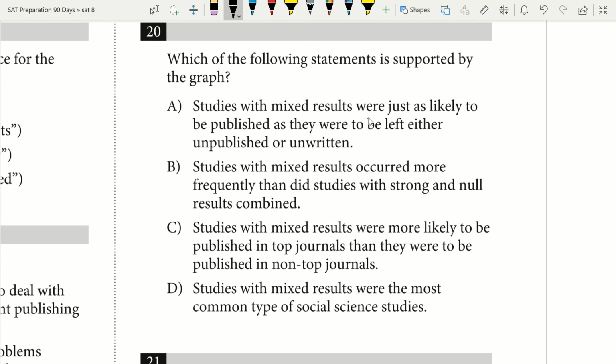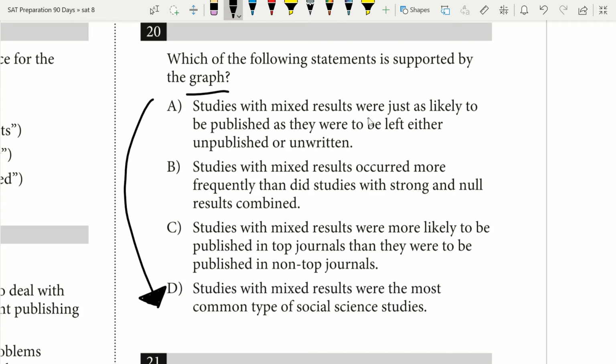Question 20, which of the following statements is supported by the graph? Okay, in this case, I see options A through D are really lengthy, right? So what I want to do here is you have a couple options on how to approach this. Really, there's the two options that I recommend. It doesn't necessarily matter too much which one you pick. You can go either way.